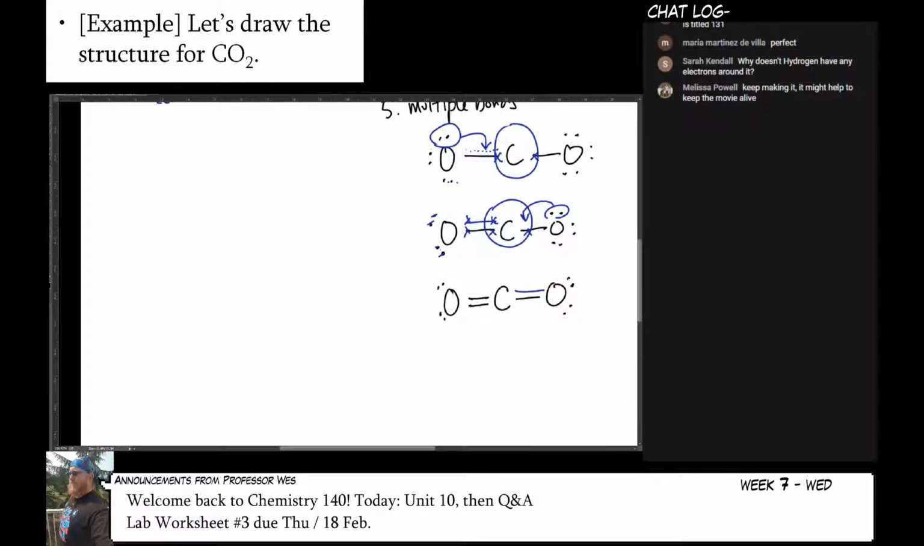Okay, now that I made the structure, we gotta check for octets. We already checked this oxygen, it's fine. This oxygen on the other side is identical, so it's gotta be fine. But if we check this carbon in the middle, 2, 4, 6, 8, hey, that's fine too. So the structure that we have drawn is the correct Lewis structure. It looks like this. There you go. So that's how we draw the Lewis structure for CO2.